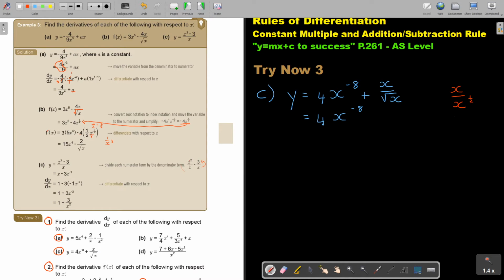Now I'm bringing it up. So it's x multiplied, and if I bring it up, it's going to be -1/2. And now I'm simplifying it. So remember, if the bases are the same and it's multiplied, I add it, so it's 1 plus -1/2. So it's actually just going to be x to the power of 1/2.